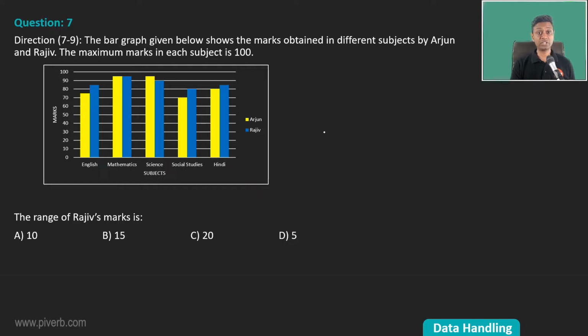The bar graph given below shows the marks obtained in different subjects by Arjun and Rajiv. Fine, so there's a fluorescent yellowish line and a blue line. Arjun has the yellowish fluorescent line. Rajiv's scores are the blue line. Fine. So now let's go to each question.